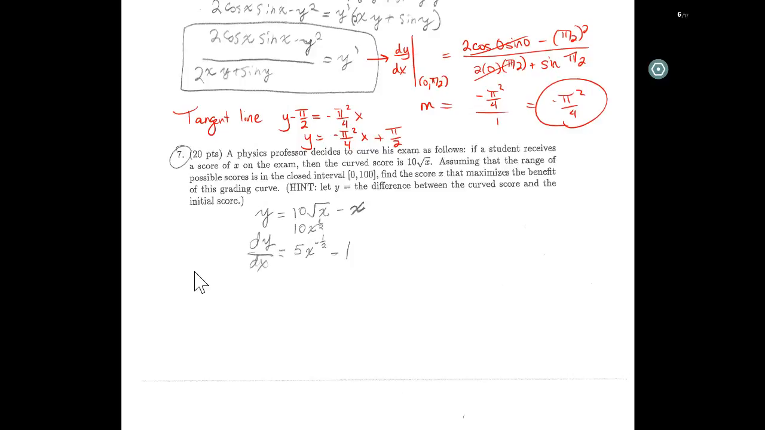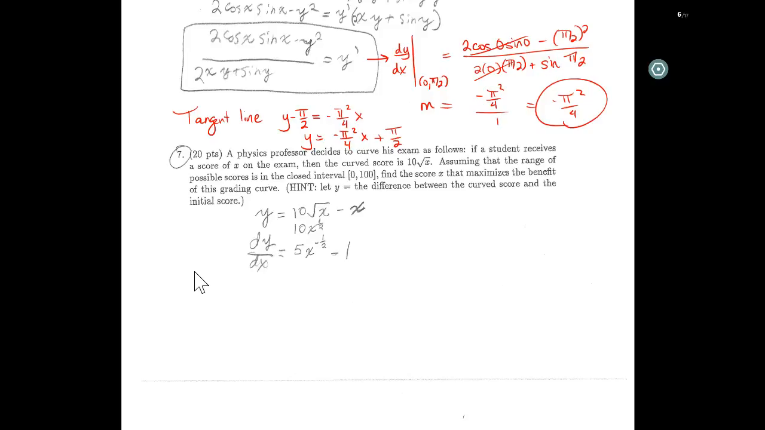Okay, number 7. A physics professor decides to curve his exam as follows. If a student receives a score of x on the exam, then the curved score is 10 root x. Assuming that the range of possible scores is the closed interval from 0 to 100, find the score x that maximizes the benefit of this grade. So let y equal the difference between the curved score and the initial score. So you let y equal 10 root x minus x.